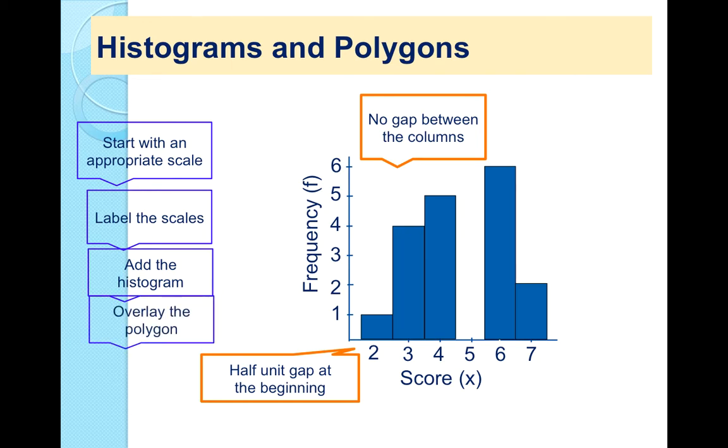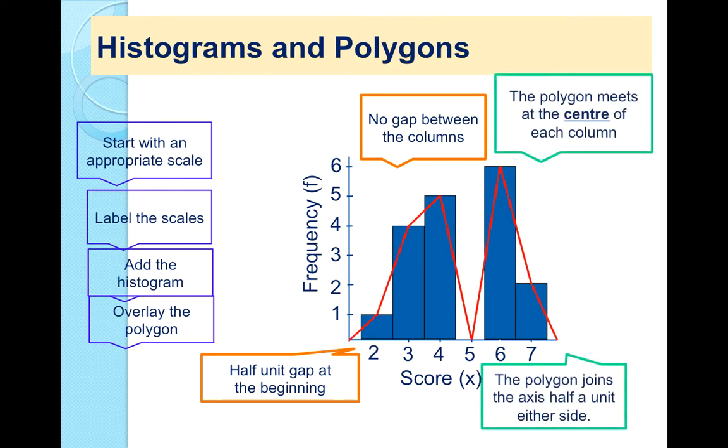You overlay the polygon over the histogram with dots in the middle of each column and the polygon joining the axis half a unit at the end and half a unit at the start. So it starts at the bottom and it goes down to the bottom again.